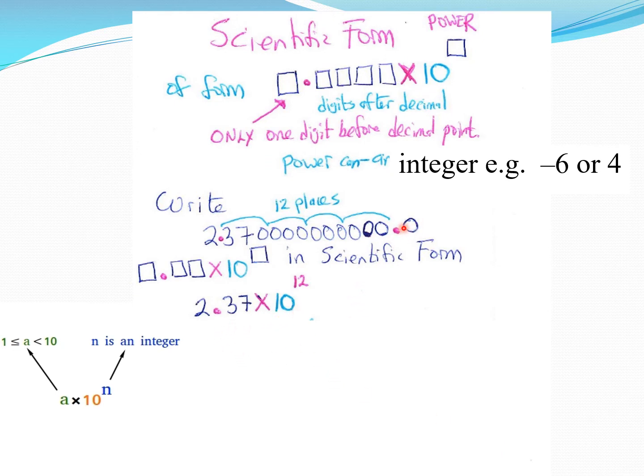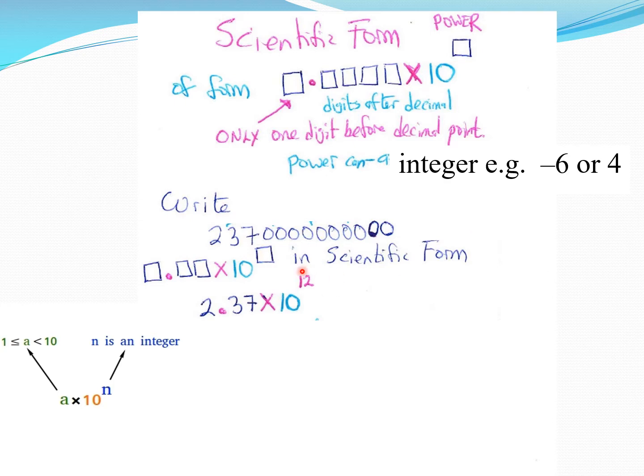So we've moved the decimal point from the end up to here. That number is exactly the same as the number that we started out with. So we've changed that number to scientific form. Another thing to view: if the number is large, or bigger than 1, the power in the 10 will always be a positive integer. If the number is less than 1, the power in the 10 will be negative.